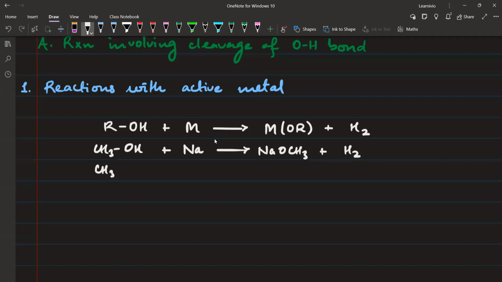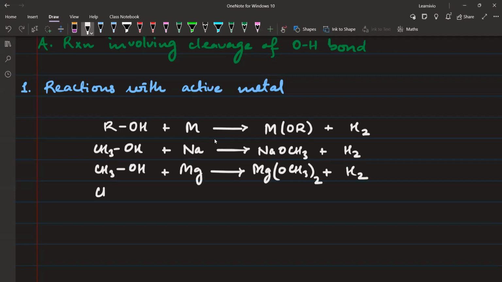Similarly, if I have methanol plus magnesium, because the valency of magnesium is 2, we will have Mg, and the methoxide will be 2 methoxide, (CH3O) whole twice, to balance out the charge on the magnesium ion. And here also we're going to get H2. Similarly, if I have CH3OH plus aluminium, then it is going to give you aluminium methoxide, which will have (OCH3) whole thrice because the valency of aluminium is +3, and we will get again H2, hydrogen gas.